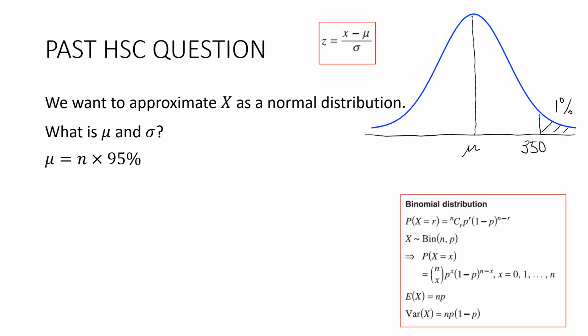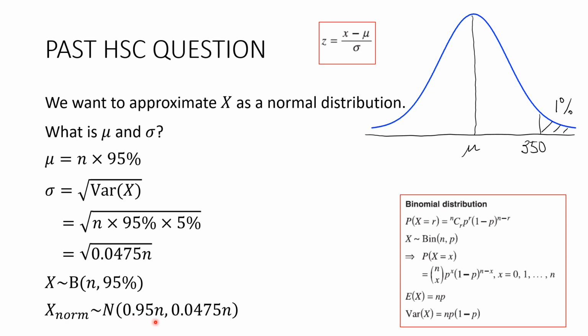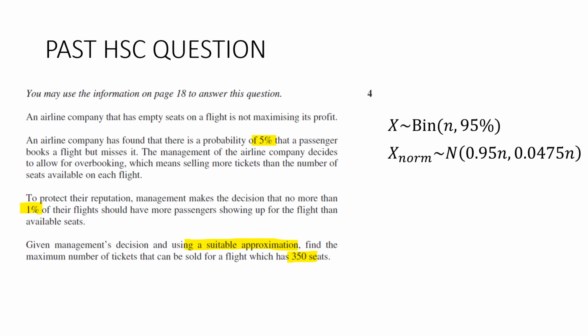Mu is equal to N times P, and P is the probability of success. Sigma is the square root of variance, which is equal to the square root of N times the probability of success times the probability of failure. And so we've gone from X being a binomial distribution of N trials, probability of success 95%, to here's the normal approximation. It has mean 0.95N and variance 0.0475N. Now we want to use a normal approximation because it's too much work to use the binomial probability formula to work it out any other way.